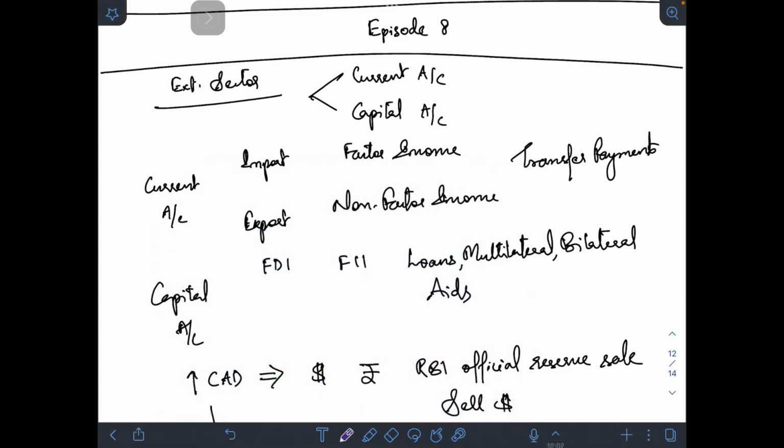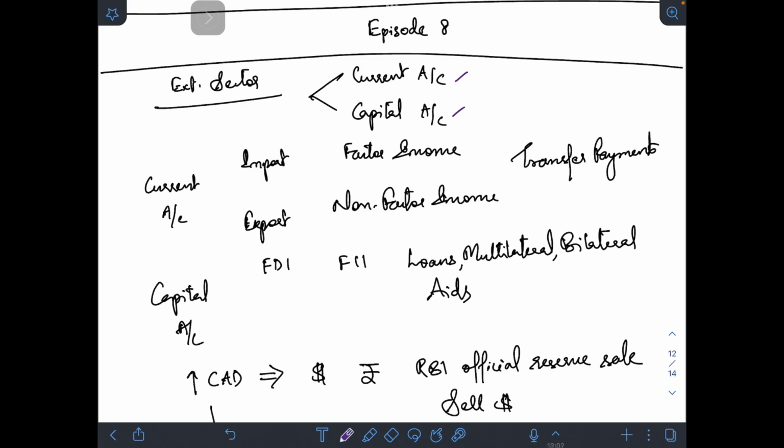Under the external sector, we are basically talking about two accounts here: current account and capital account. Current account will have all those transactions that are recurring in nature, and the money we are transacting here is of small denominations compared to the capital account.